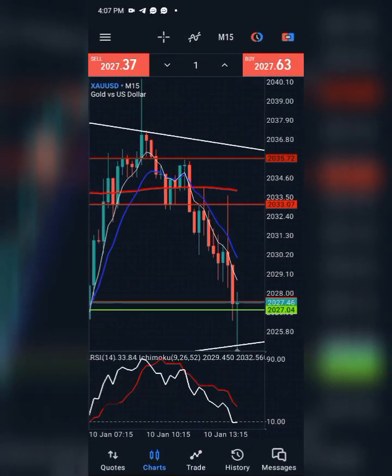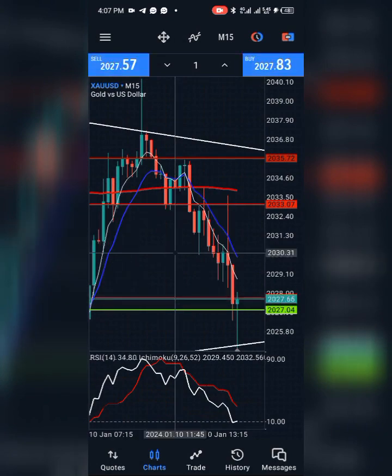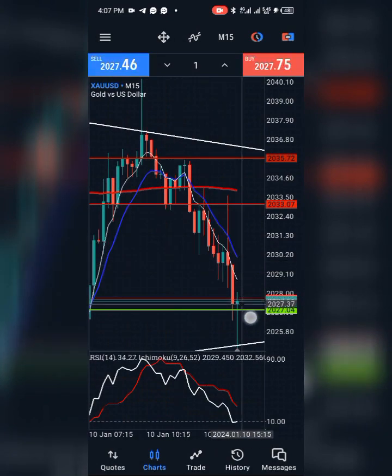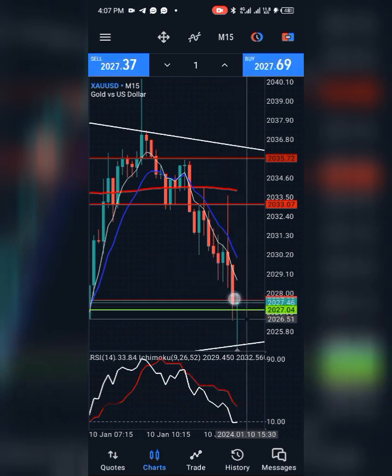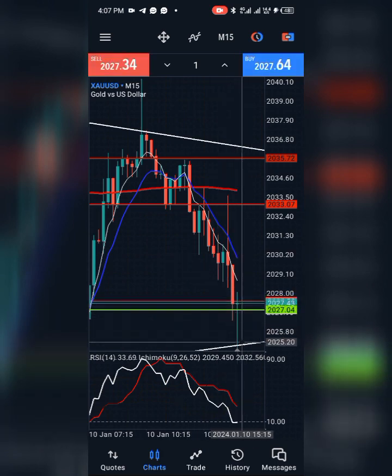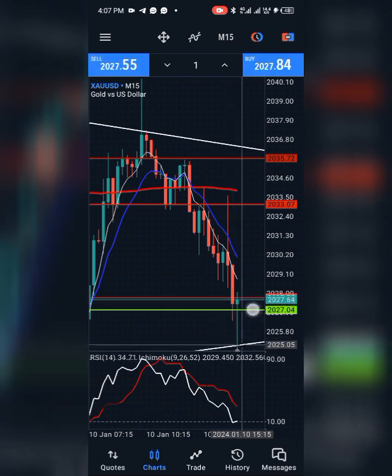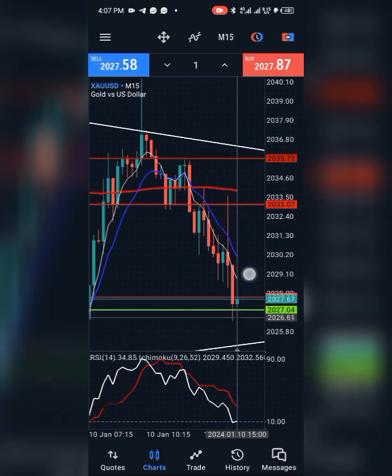Wow, boom boom boom boom, come on. Just like I told you guys, I was expecting price to touch this support, which hit my TP1. I told you that price is still going to come to this trend line, and you see what happened, gold touched the trend line and started buying.